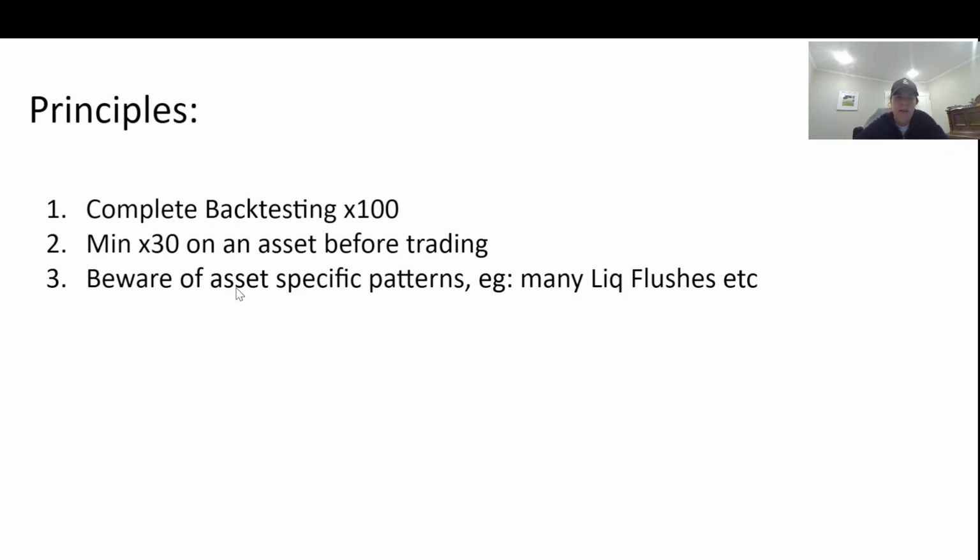So that's number 3 here. Beware of asset specific patterns. You sometimes find that a specific forex pair, or perhaps gold, or perhaps silver, or I don't know what you're trading, oil, you might find that more often than not, your main orders are getting flushed out by liquidity flushes, and therefore you might on that one asset decide, I don't want to trade the main orders, I just want to trade liquidity flushes because there's enough of them.